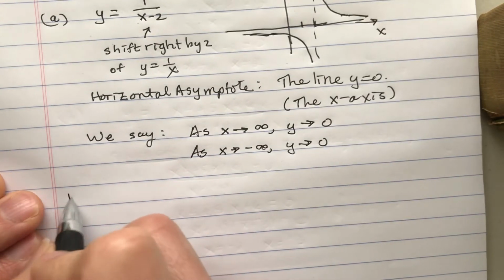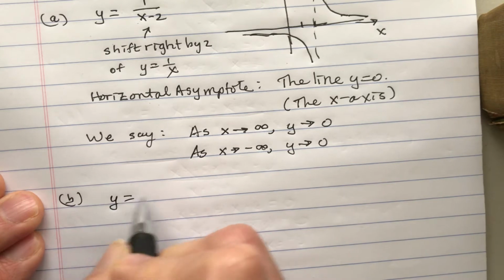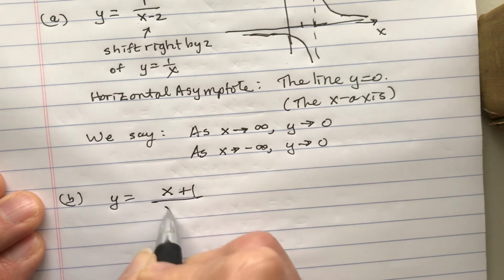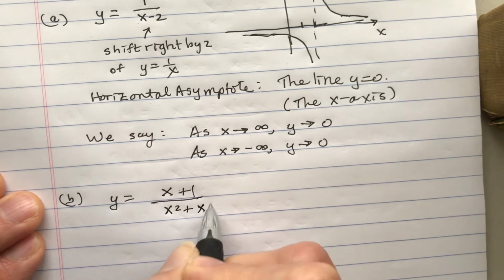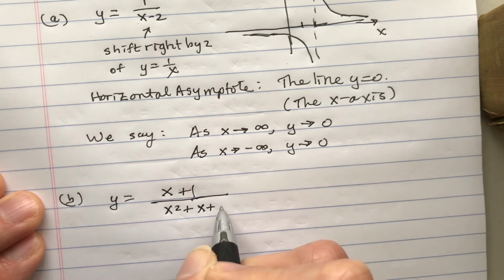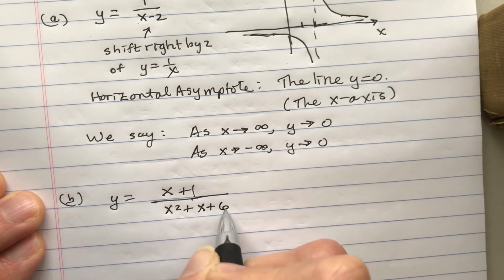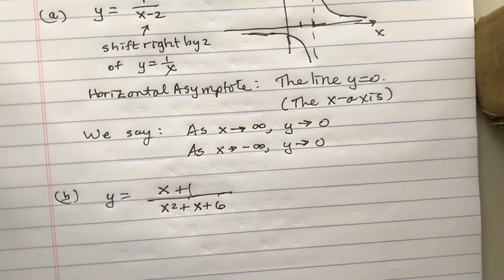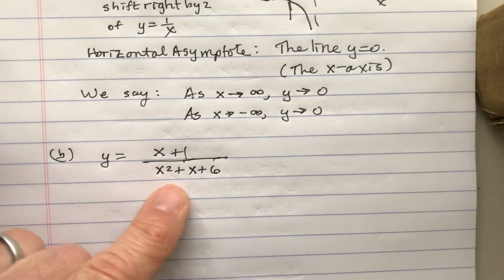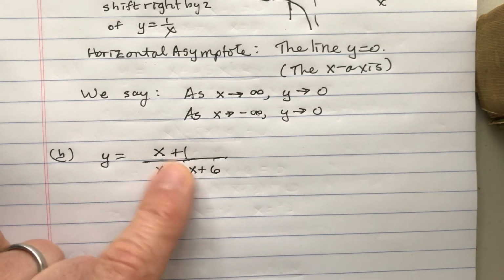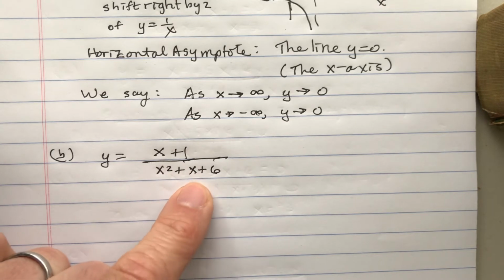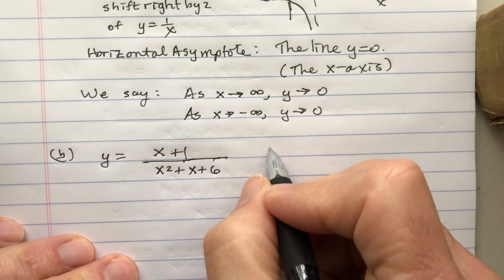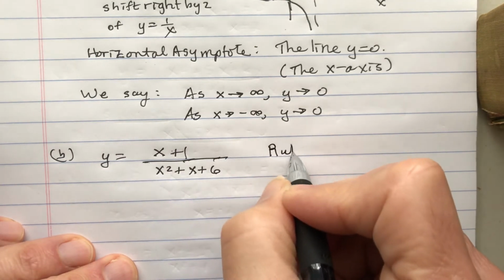Let's do one that's more involved. y equals x plus 1 over x squared plus x plus 6. Okay, now before I've done problems where I factor, and for doing these horizontal asymptotes, factoring doesn't really help. Okay, so here we have the introduction of a rule.